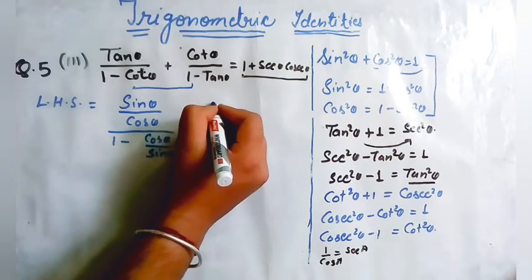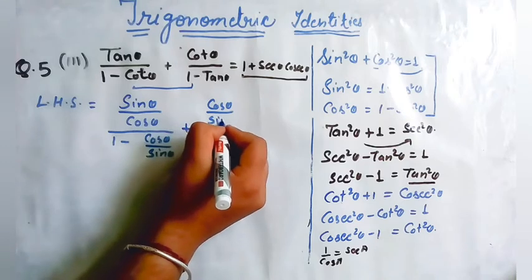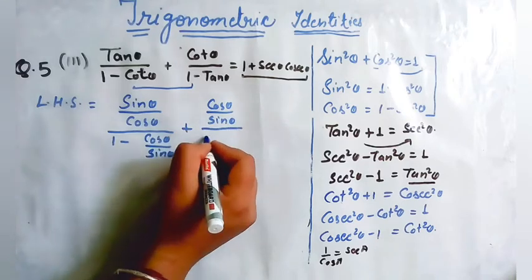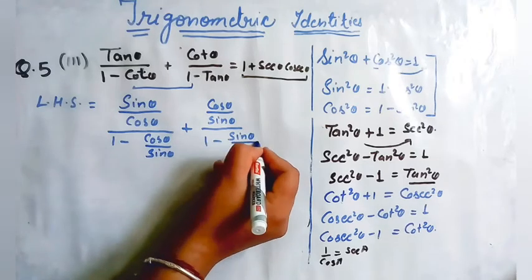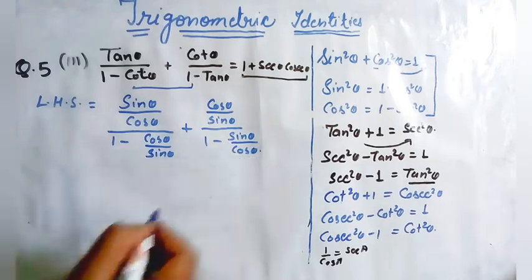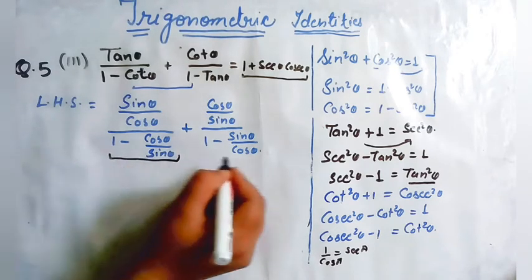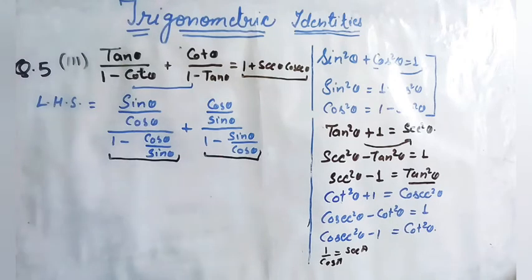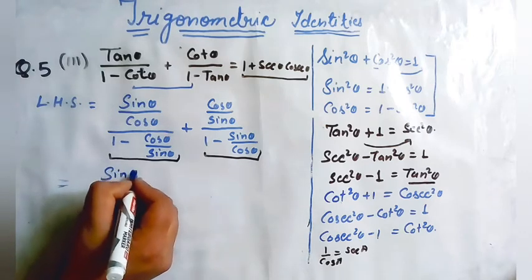plus cot theta, again cos theta upon sin theta, whole upon 1 minus tan theta, which will be sin theta upon cos theta. Remember, if you are converting every identity in the form of sin theta and cos theta, you can solve it. So let us take LCM in the denominators.